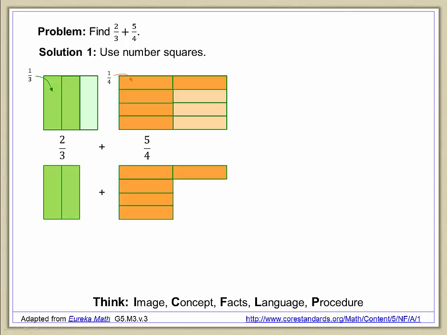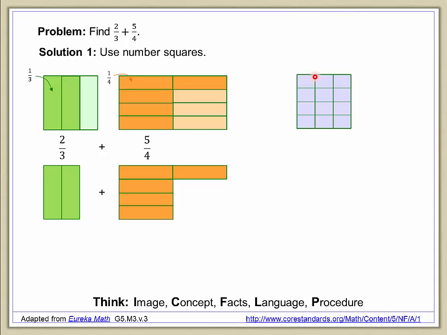So the problem is to add these together. And the problem with doing that is that these are different units. The green shaded pieces are not the same size as the orange shaded pieces. So we need to do something to remedy that. And what we're going to do is start with another 1, and let's take this and break it into thirds, because we have thirds here, and then we're going to also break it into fourths.